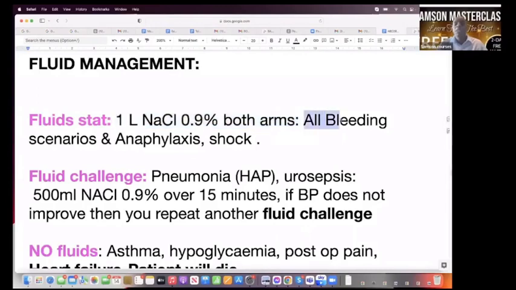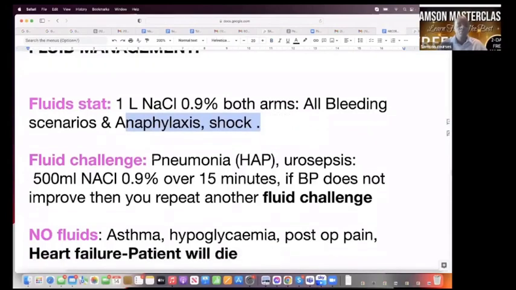This is in all bleeding scenarios where the blood pressure is very low and the patient is bleeding. We have to do that. 1 liter normal saline, 0.9%, in both arms as fast as possible, or we simply say start. Start means as fast as possible. Anaphylaxis, we need aggressive fluids. Bleeding, we need aggressive fluids. So that's why we do fluid start, 1 liter in both arms.